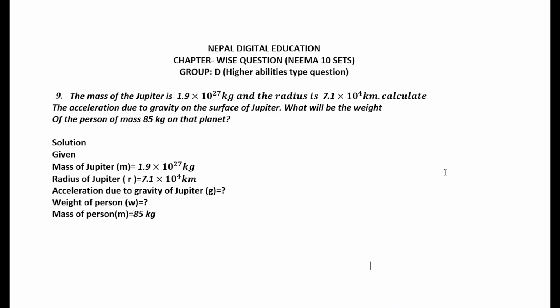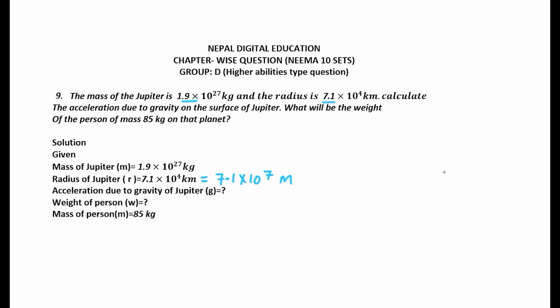So let us look at problem 9. The mass of Jupiter is 1.9 into 10 to the power 27 kg, and the radius is 7.1 into 10 to the power 4 kilometer. So first of all, change into meter. It becomes 7.1 into 10 to the power 7 meter.